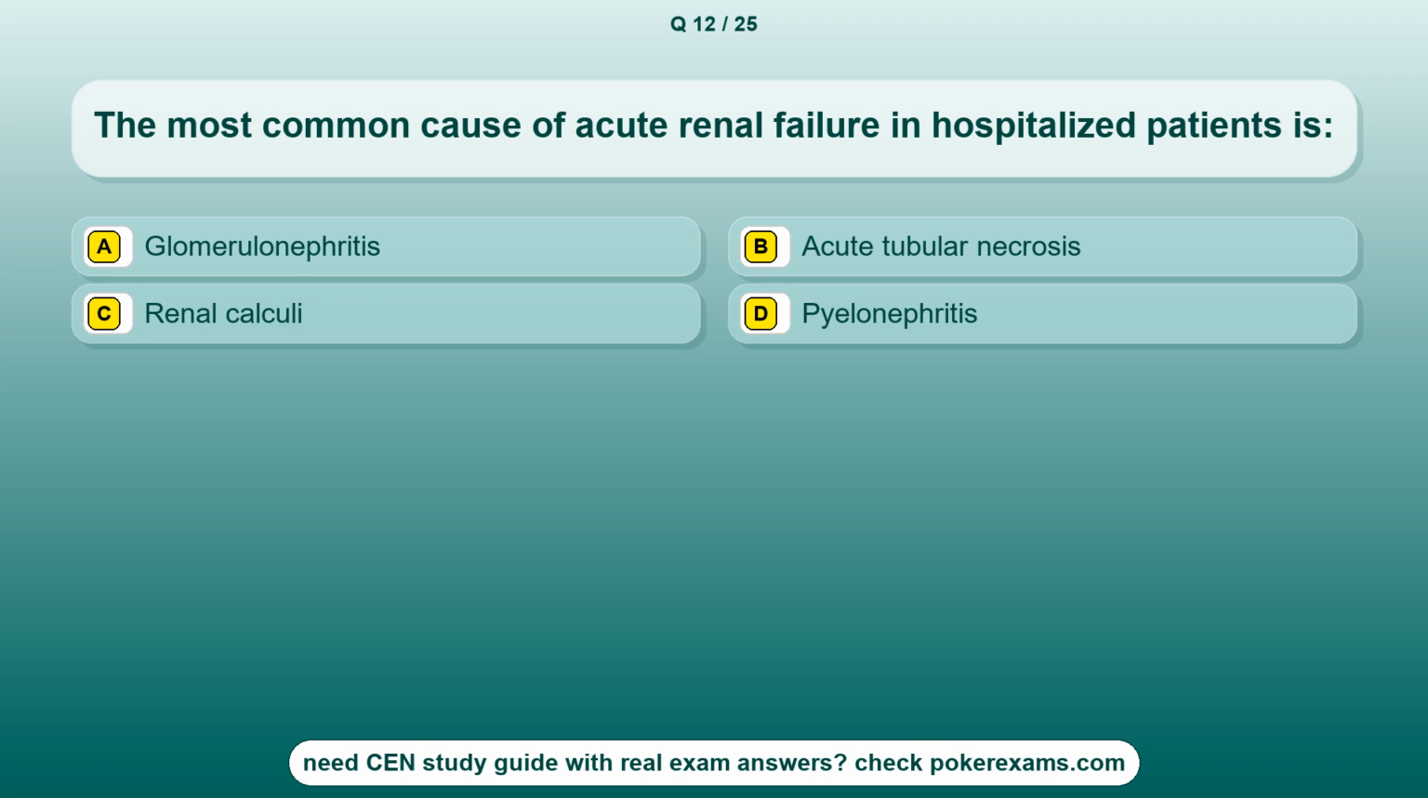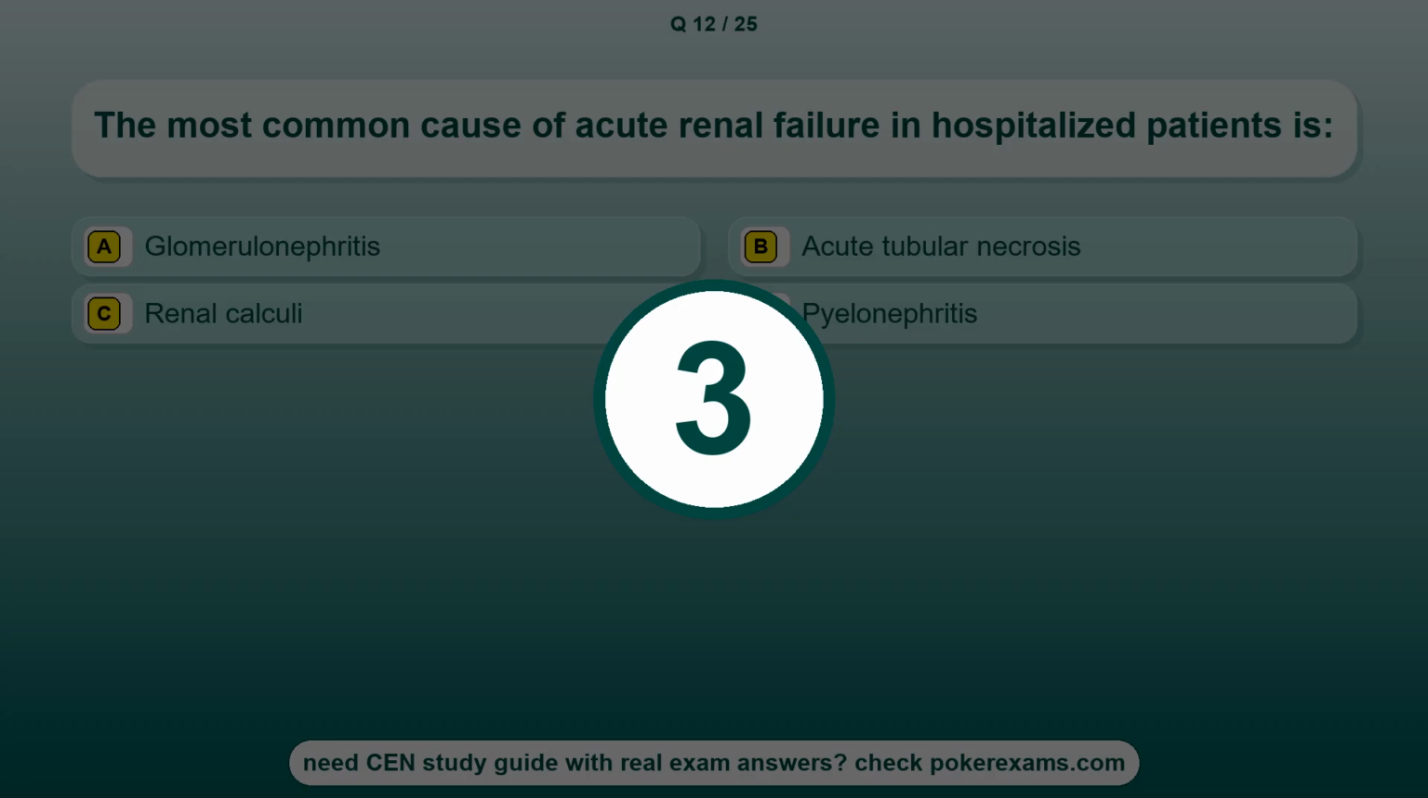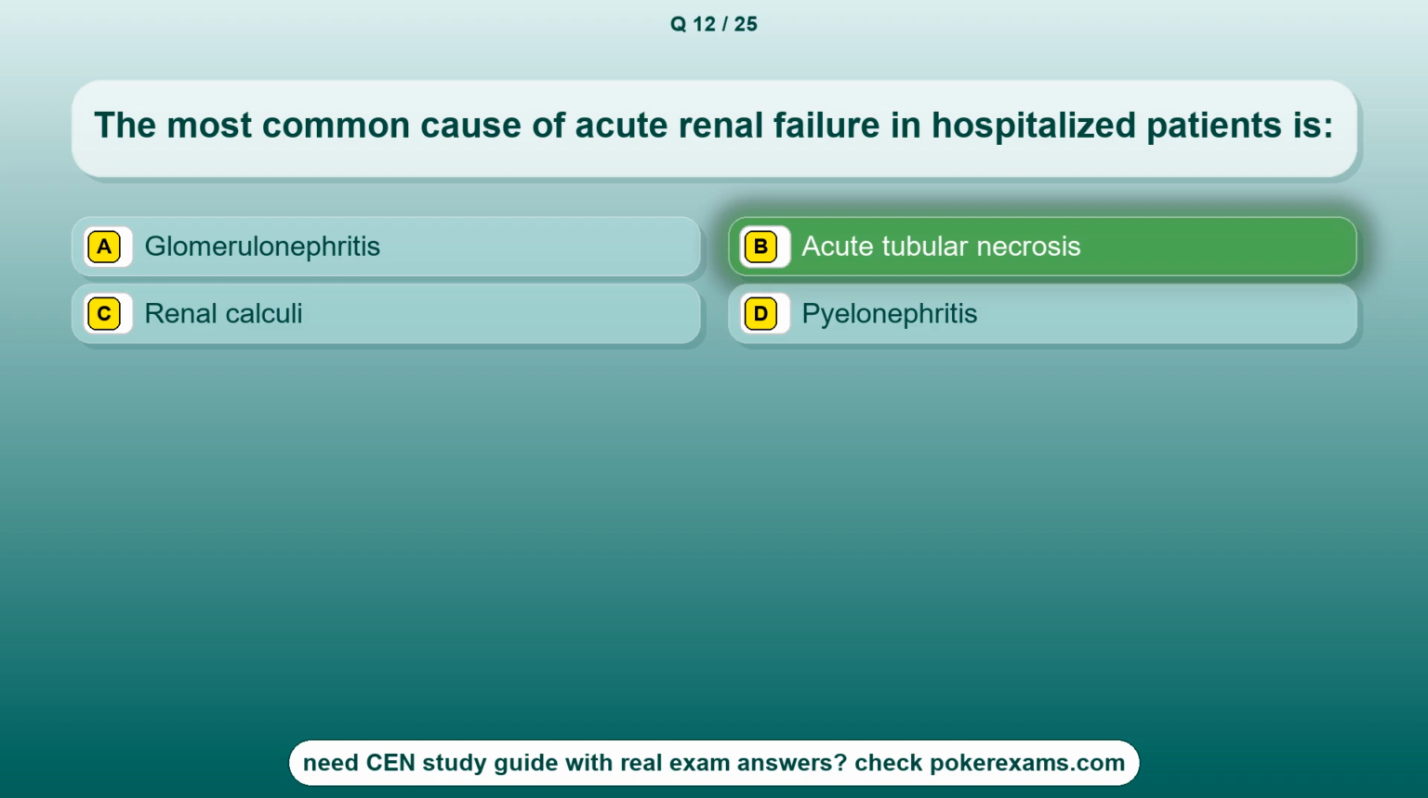Question 12. The most common cause of acute renal failure in hospitalized patients is Option A, glomerulonephritis. Option B, acute tubular necrosis. Option C, renal calculi. Option D, pyelonephritis. The correct answer is option B, acute tubular necrosis.